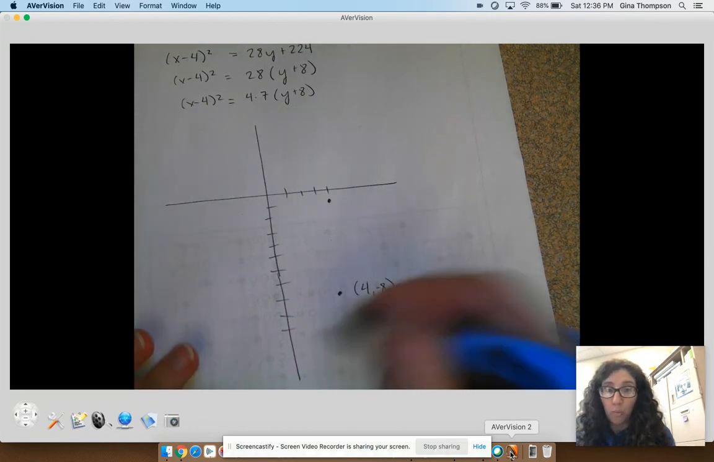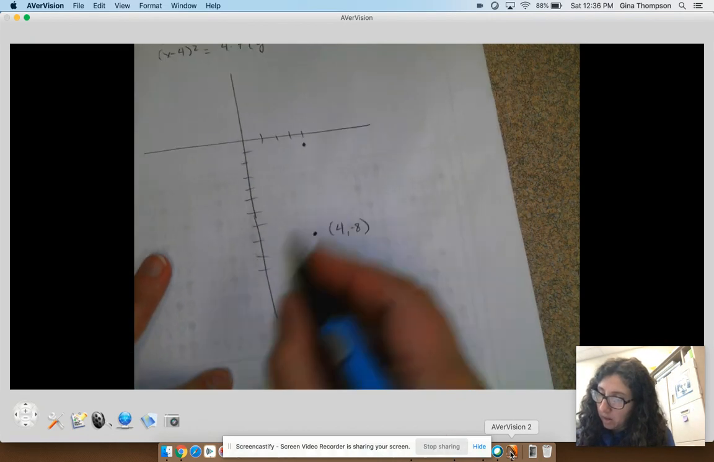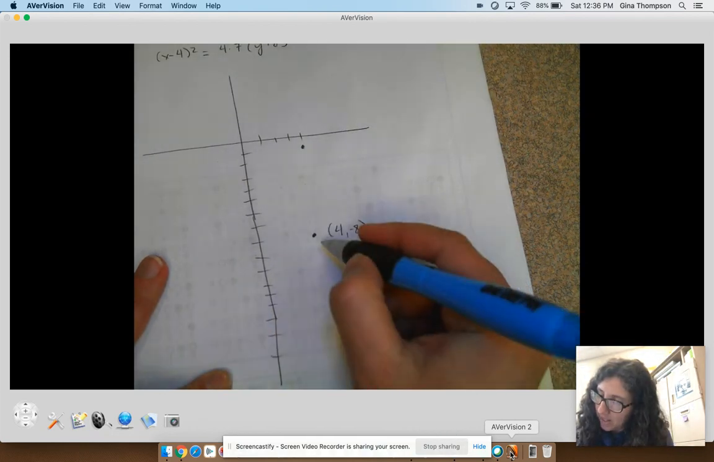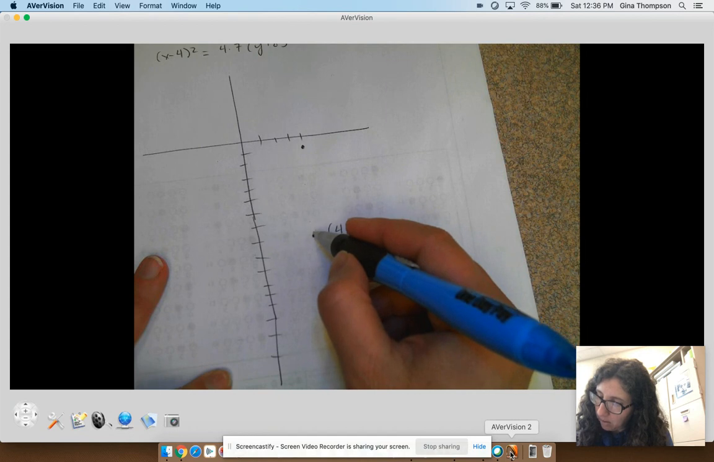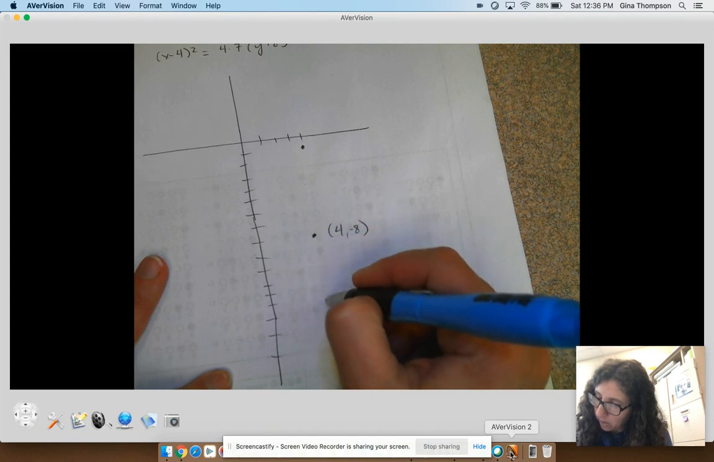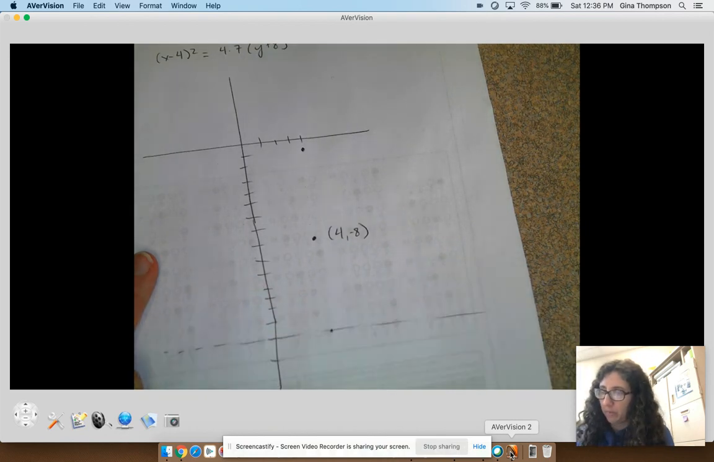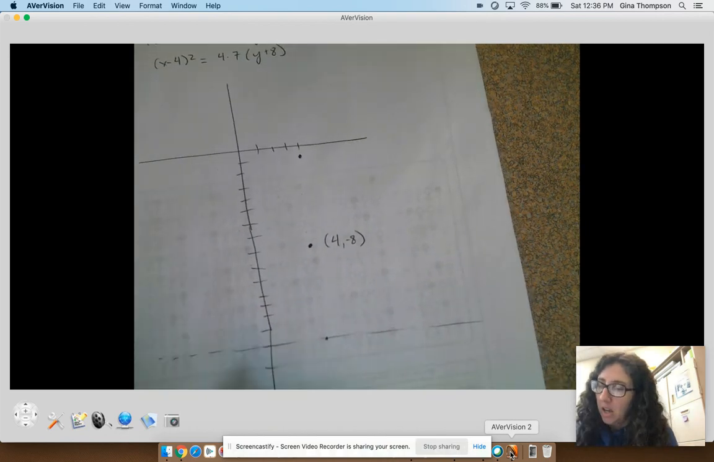So this parabola is going to open up, right? And look, I have enough room to keep it going. 7 units down is going to be at negative 15 for our directrix. Yeah?